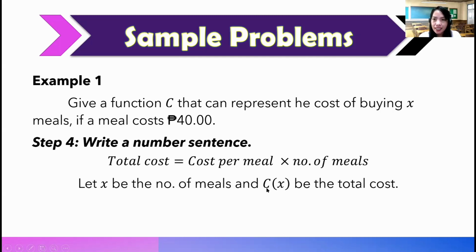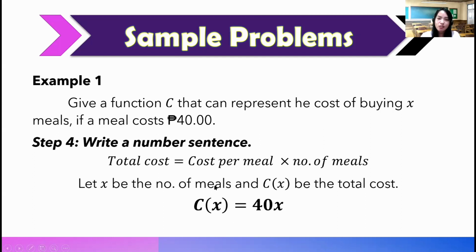Ang pagsulat niyan is c, and then parenthesis. Yung nasa loob ng parenthesis ay yung independent variable mo, which is the number of meals. This can be read as c of x. This variable is for the total cost of buying x meals. So, ang magiging function na niya will be c of x equals, following this number sentence, cost per meal is 40 pesos, ang kada isang meal, times kung ilan yung number of meals na bibilhin. This one is the function to be used given this problem.